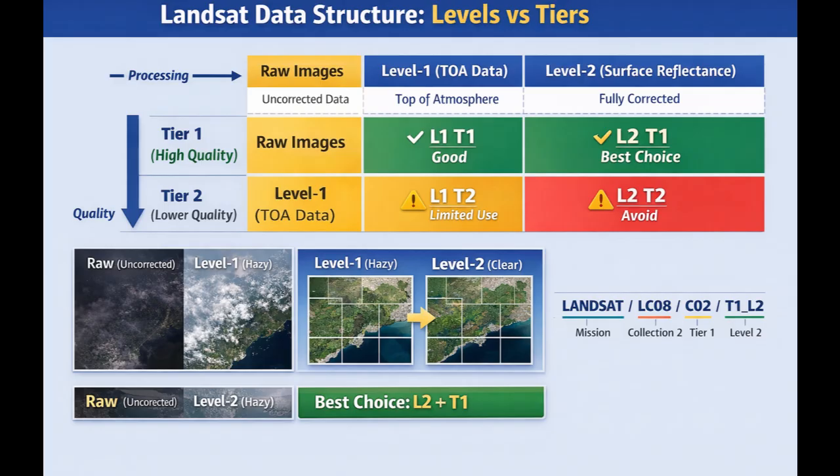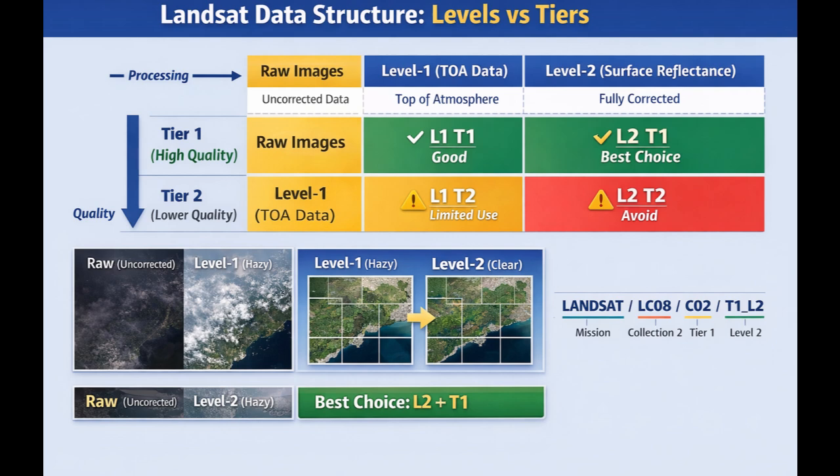Along with processing levels, Landsat datasets are also divided into quality categories called tiers. First, Tier 1 data. These are high quality images with precise geometric correction. They are accurately aligned with the Earth's surface and are suitable for time series analysis and scientific studies.